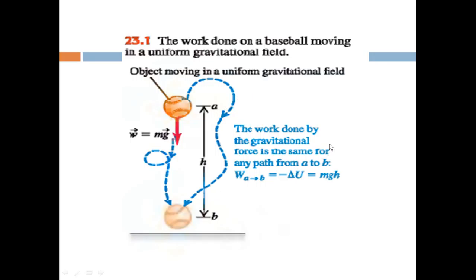Okay, so the work done by the gravitational force is the same for any path from A to B. The work done from A to B is equal to the negative change in potential energy, equal to the product of the mass of the object times g times height. This part of the discussion is actually a review of Physics 1, and this would set the stage for understanding the application of work in electricity.